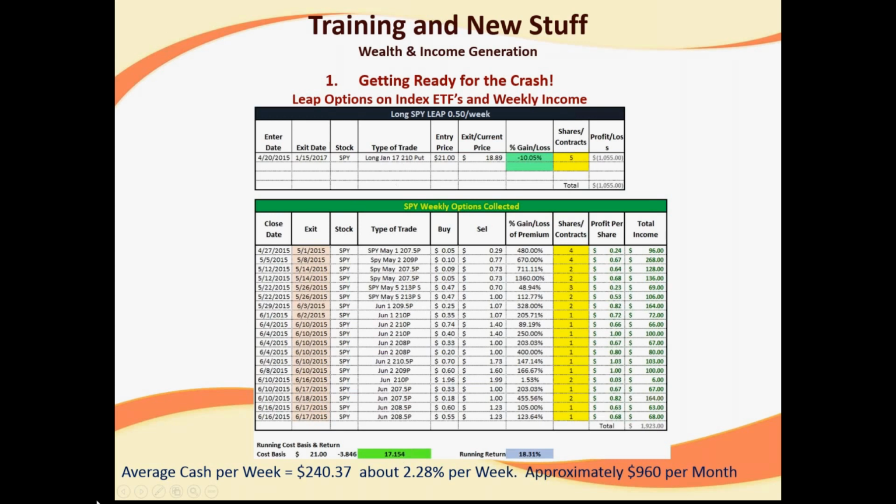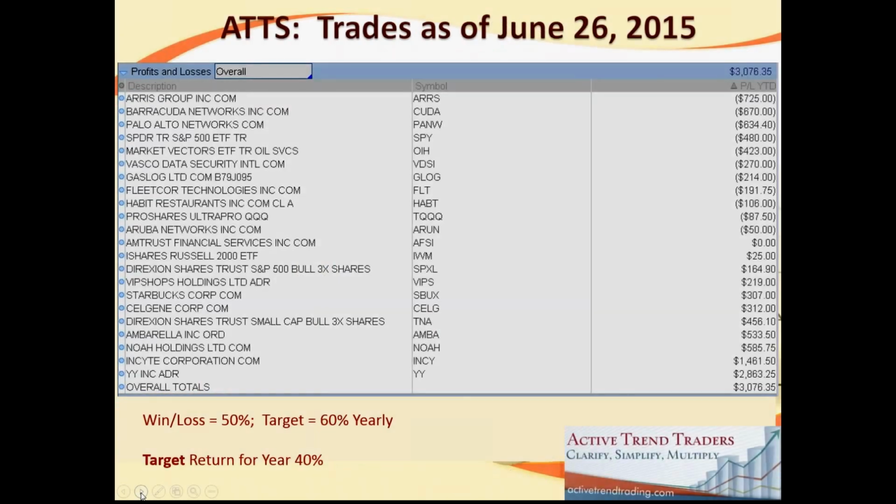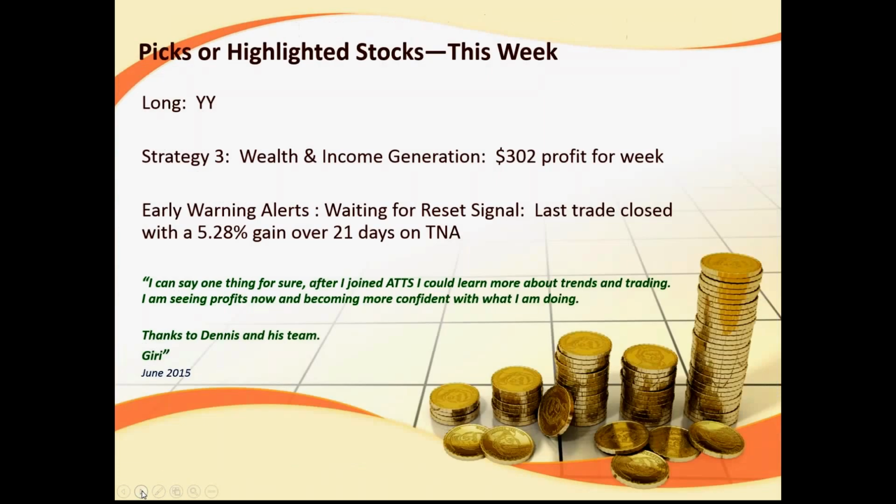And Greg, I'll be right with you on that question. And here's where we sit with our total trades as the cumulative of everything. We're up to 50% on our win-loss ratio. Our target is 60%. And we always shoot for a return per year of about 40%. Got some ways to go through the second half of the year.